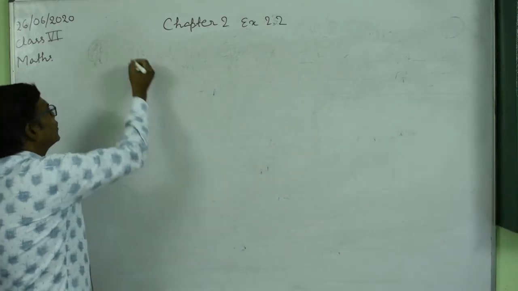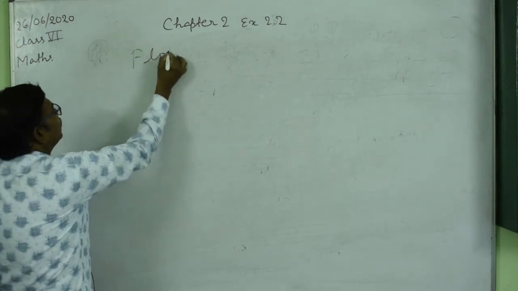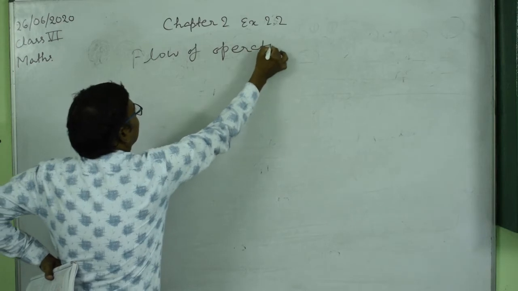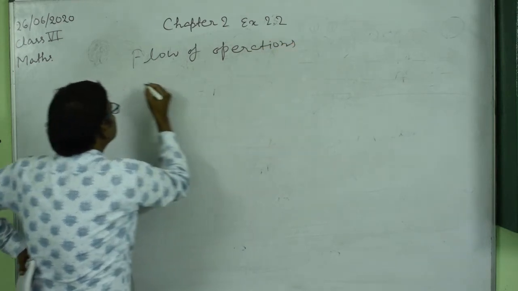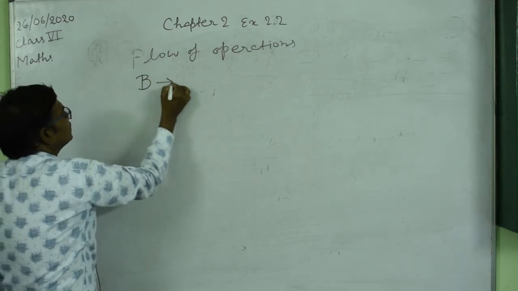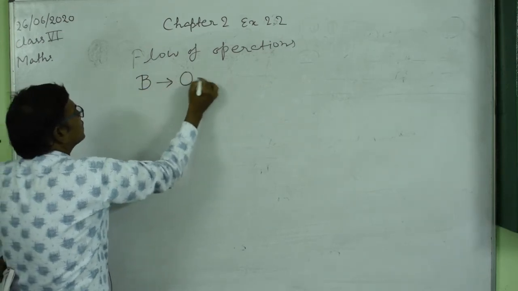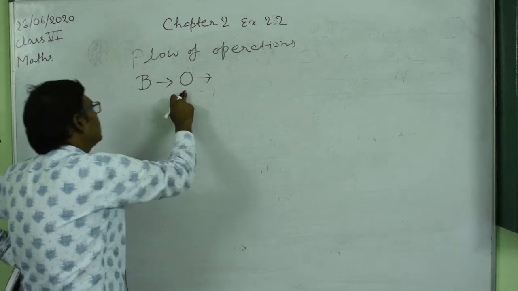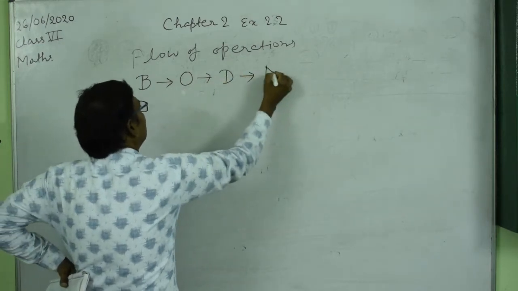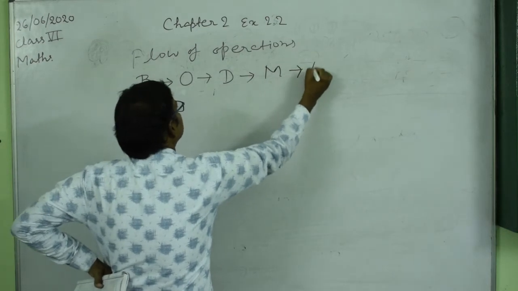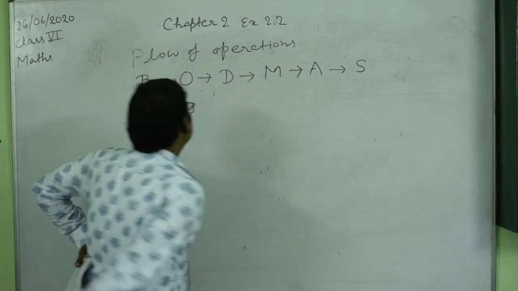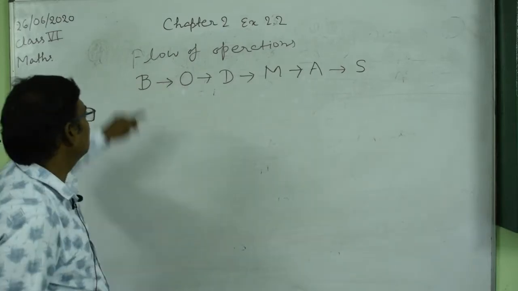So here is the flow of operation. In this you have the bracket first, and then the operation that is O, meaning "of". Then you have the division operation, then next is the multiplication, then next is addition, and then you have the subtraction.